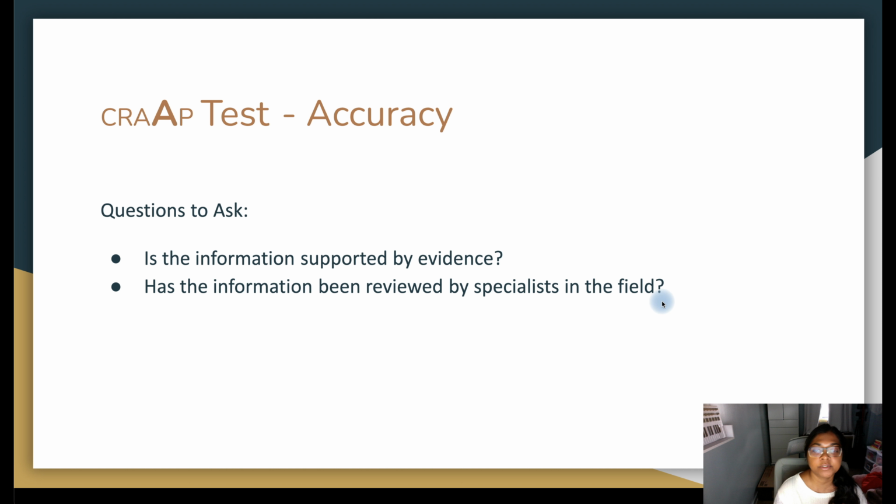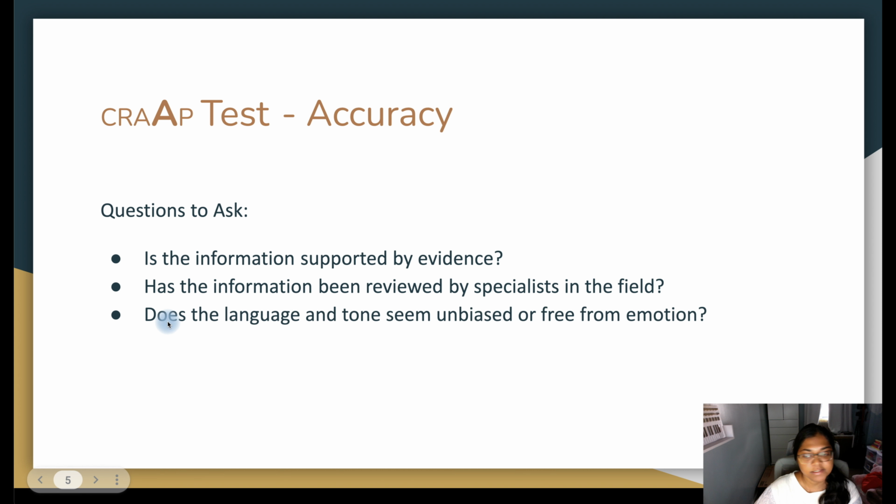So because of that peer review process, we can trust peer review sources, and peer review sources are typically published in journal articles, which are typically housed on .edu sites. So peer-reviewed articles are the best articles that you can find, the most trustworthy articles that you can find for your research papers. Next, does the language and tone seem unbiased and free from emotions?